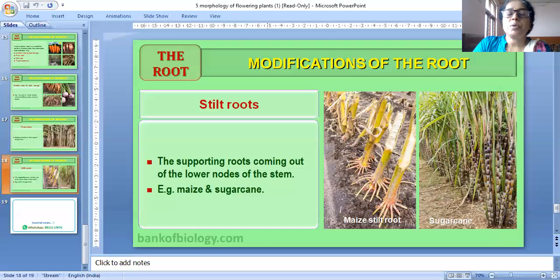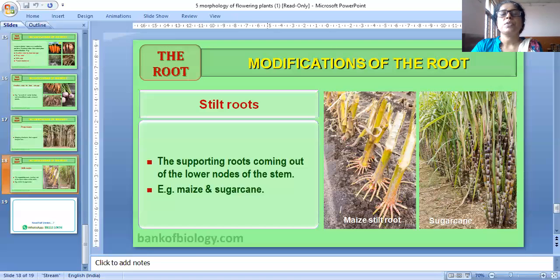In racemose type of inflorescence, the main axis continues to grow. The main axis is growing only. Flowers are borne laterally only, on the lateral sides, while the main axis keeps growing like this.